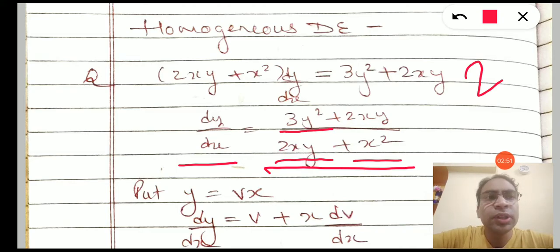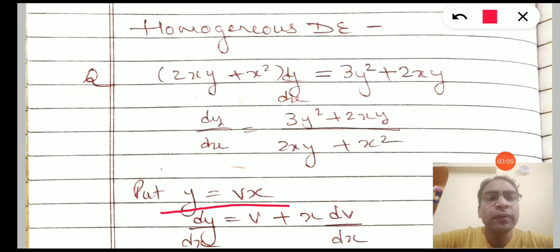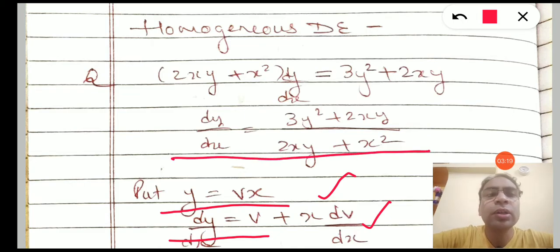To solve this homogeneous differential equation, we need to do one substitution, that is we need to substitute y equal to vx, and as we are substituting y, we have to replace dy by dx also with v plus x dv upon dx. By performing these substitutions, we will be able to convert this given equation into the variable separable form. And once the equation is converted into variable separable form, we can solve it by performing the direct integration.